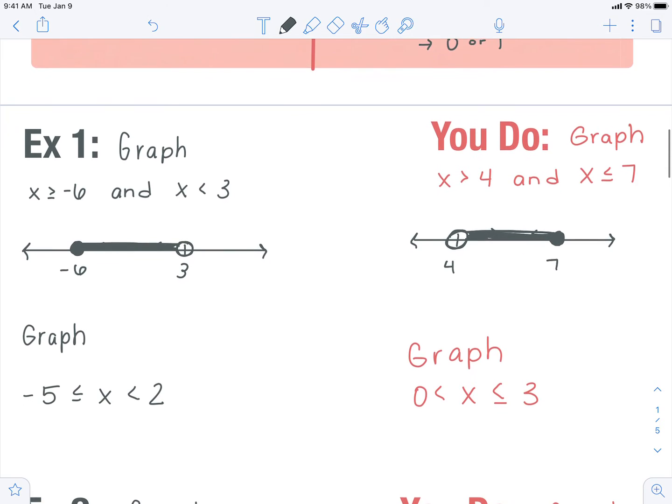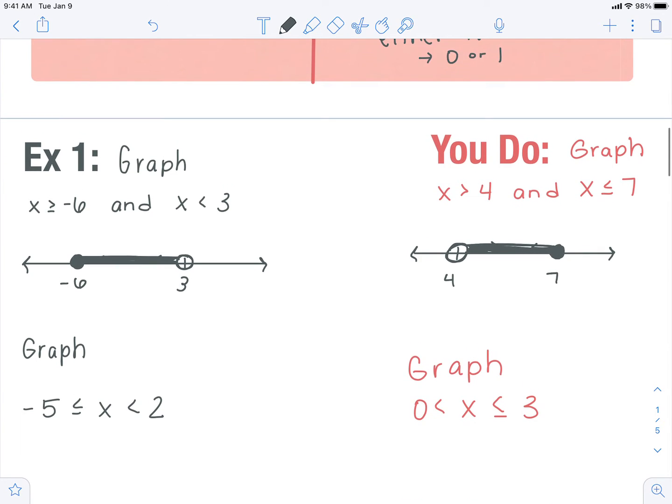So now I can ask you the same kind of thing, but you know how us mathematicians like to write as little as possible? So I can say exactly the same thing I was saying before without actually physically writing the "and" symbol. So what I have written here, negative 5 is less than or equal to x and less than 2, is saying the same thing as the first part of the example, it just has fewer words.